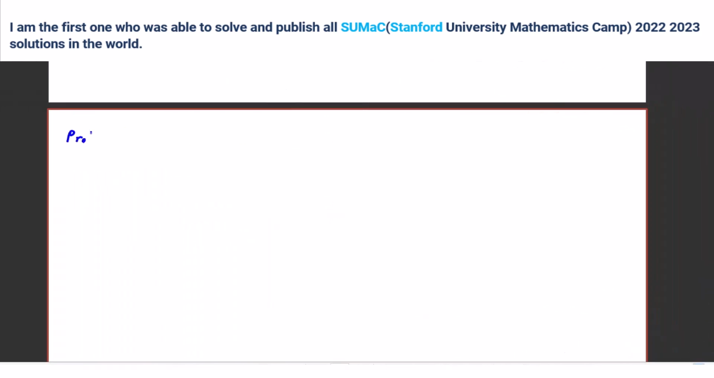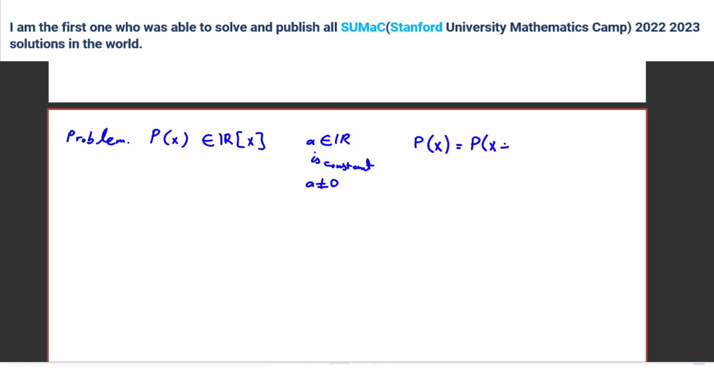Before that problem. It says P of x is a polynomial. Suppose that the coefficients are real numbers, okay? And a is a real number, a constant, and a is not zero. P of x is equal to P of x plus a for all x in the real numbers. For all x in the real numbers, we have this equation. Then it says find all P of x.